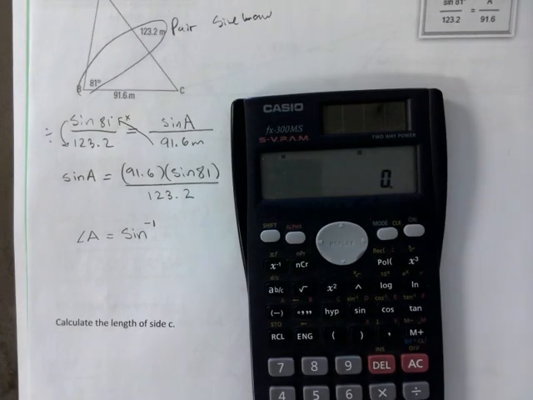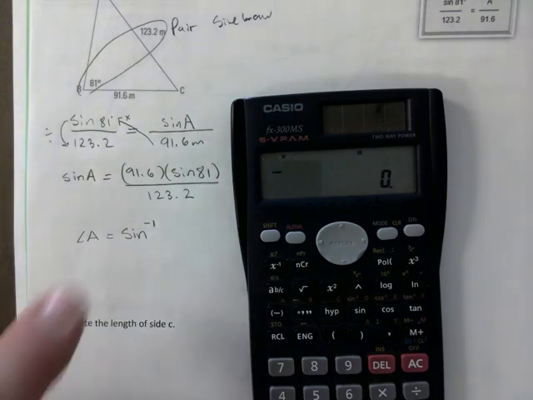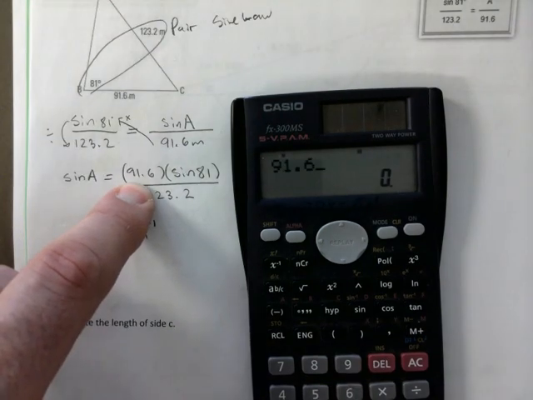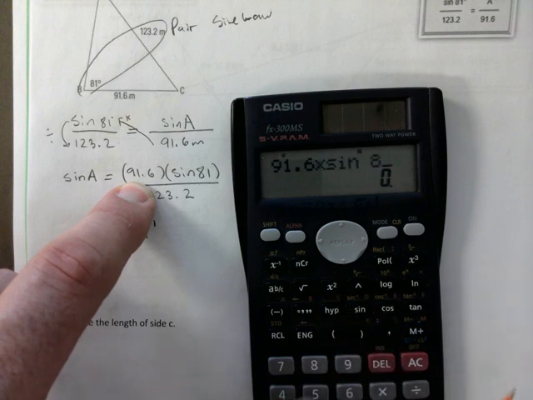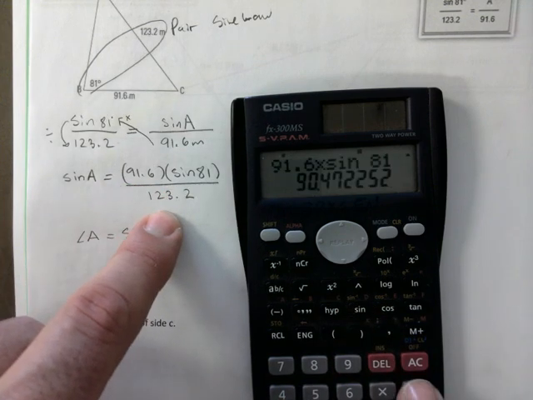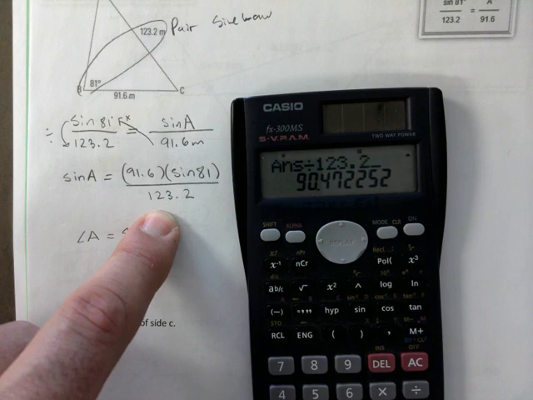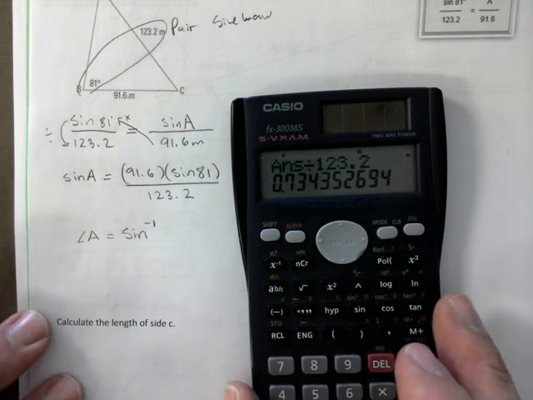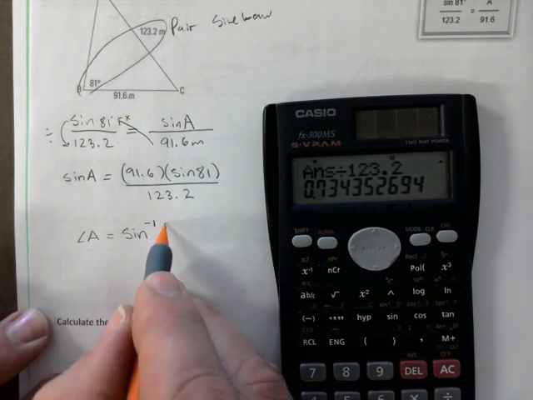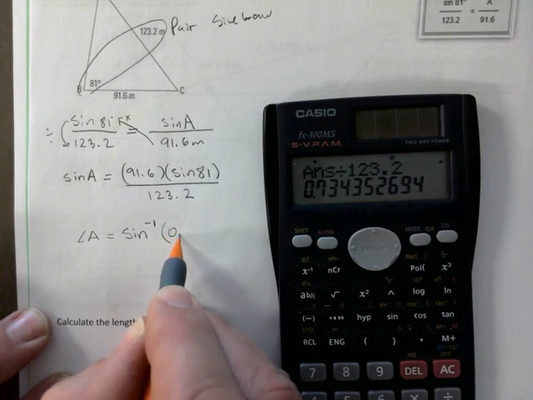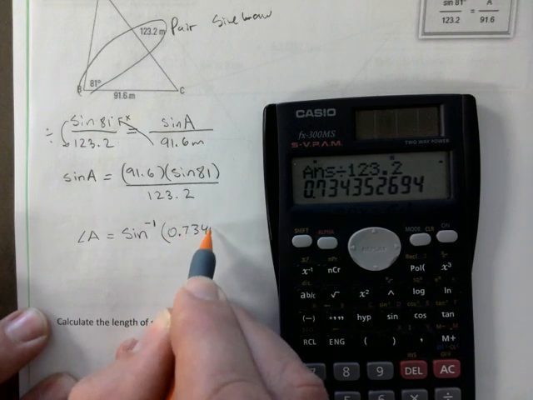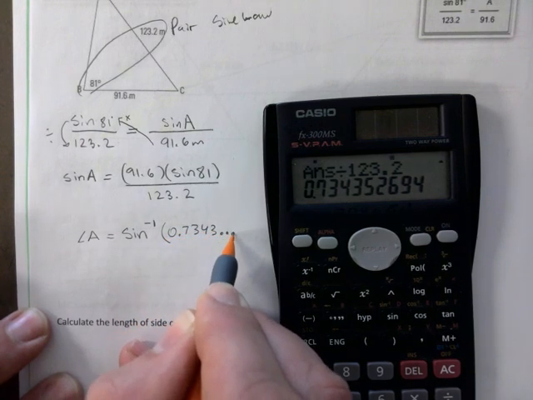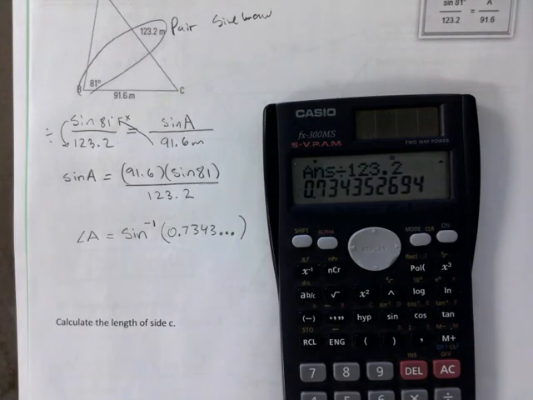What inverse does is actually give you an angle. So do this with me, okay? Type this in: 91.6 times sine of 81 divided by 123.2. And you get 0, so I'm going to put brackets like this, 0.7343, and it keeps going. I want you to use all decimals there.